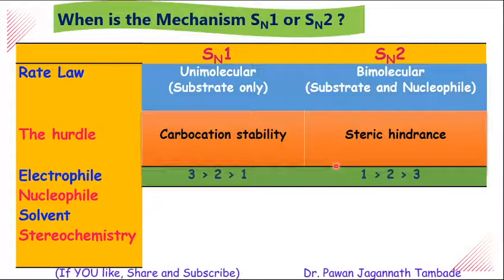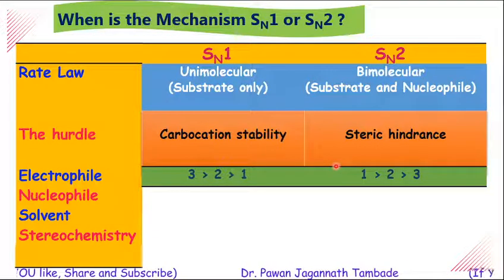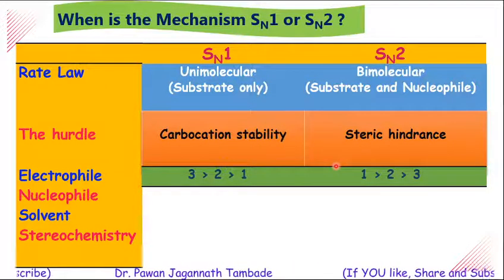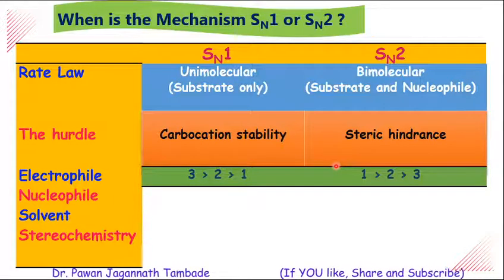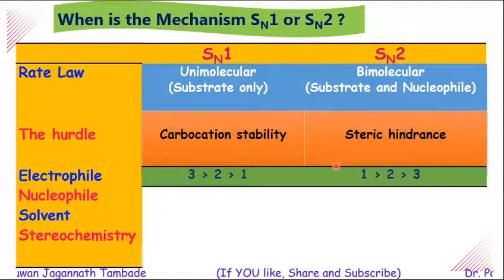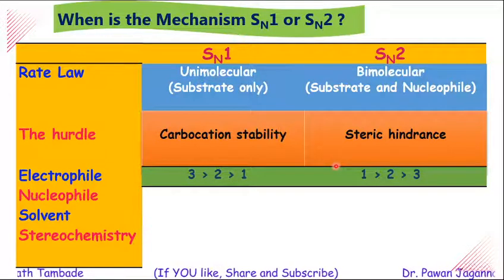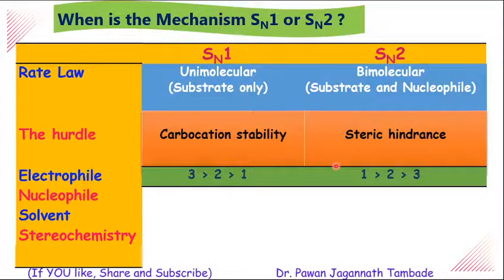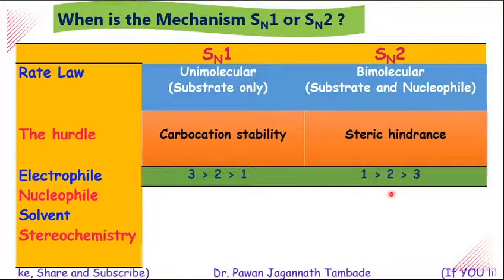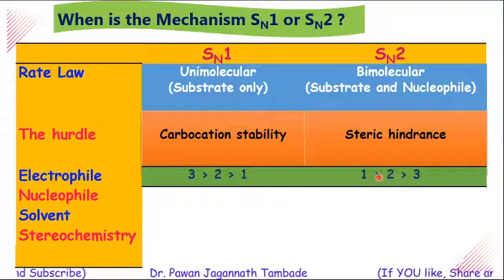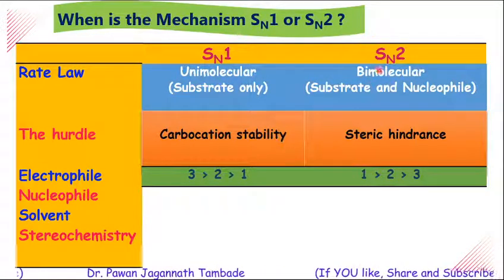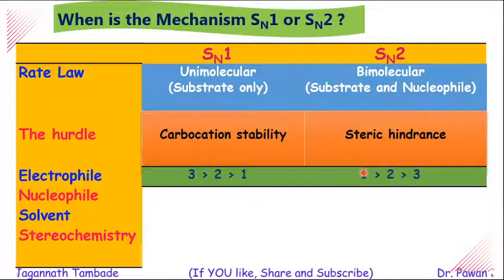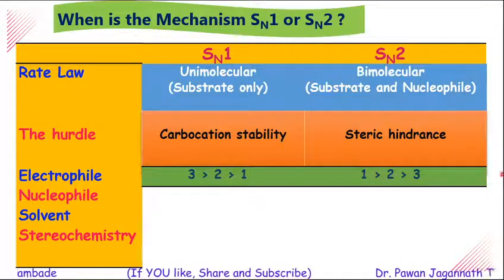The next parameter, the next factor is electrophile. We know that we can have different types of electrophilic species like tertiary alkyl halide, secondary alkyl halide, primary alkyl halide, or simple methyl halides. In case of SN1 reaction, tertiary alkyl halide or tertiary electrophile undergoes faster reaction than secondary than primary. However, in case of SN2 reaction, the trend is just opposite. Less hindered alkyl halide undergoes SN2 type of reaction. So methyl halide or primary alkyl halide undergoes SN2 type of reaction faster as compared to secondary or tertiary.